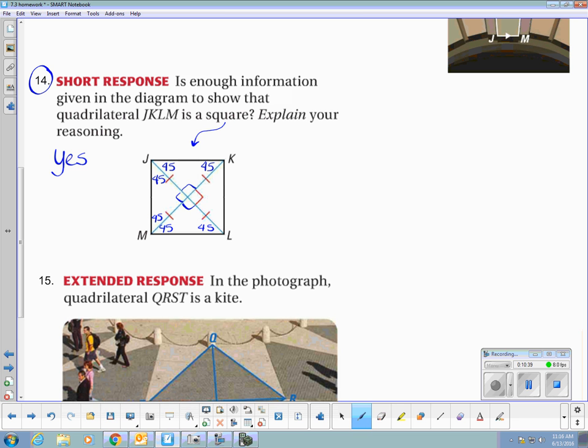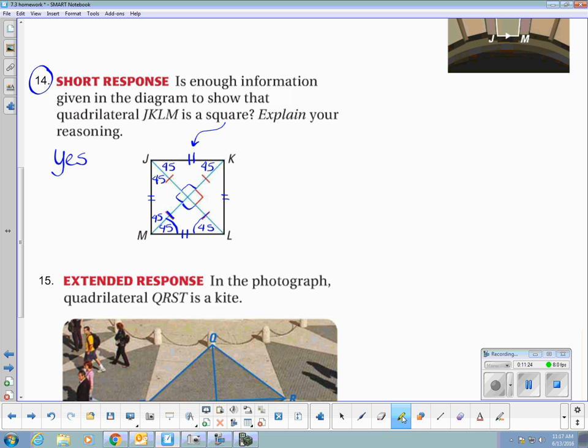And the reason why we know that is because we have two congruent sides, so that means we have two congruent base angles. So because we have four congruent 45, 45, 90 right triangles, then we know that all the sides are the same measure. So we can now conclude that JK is congruent to KL, which is congruent to ML, which is congruent to JM.